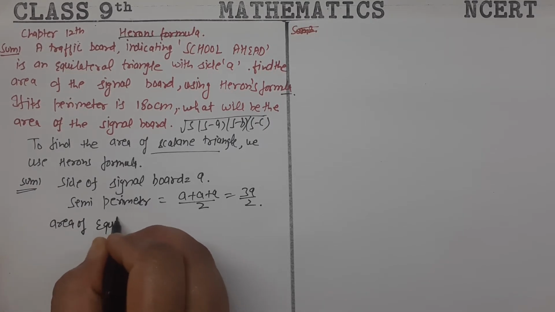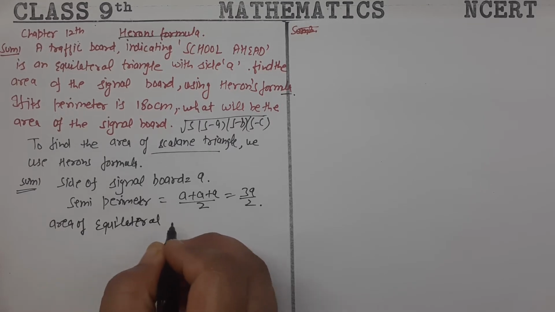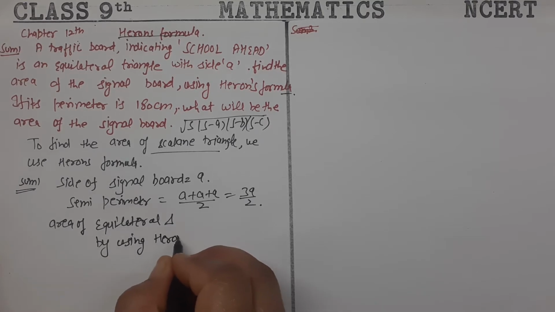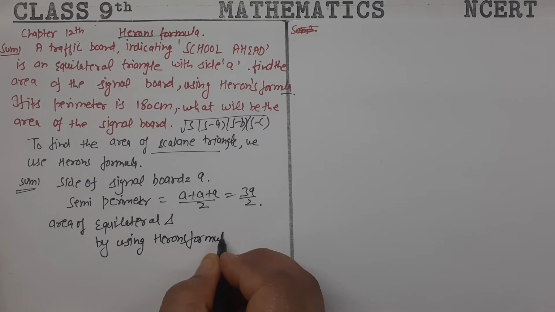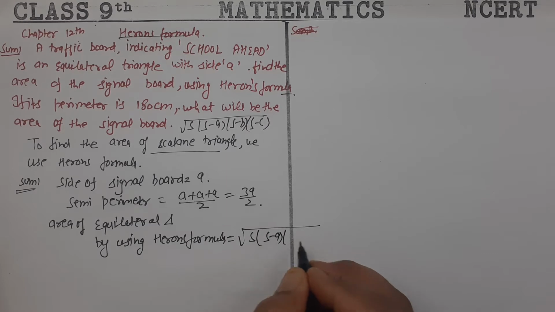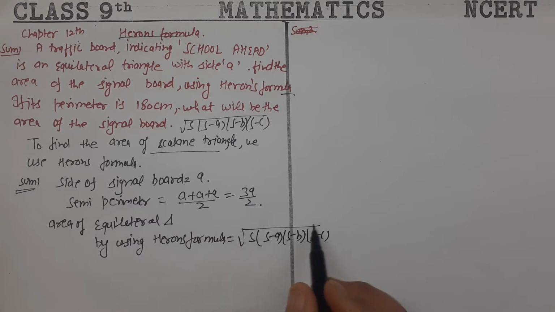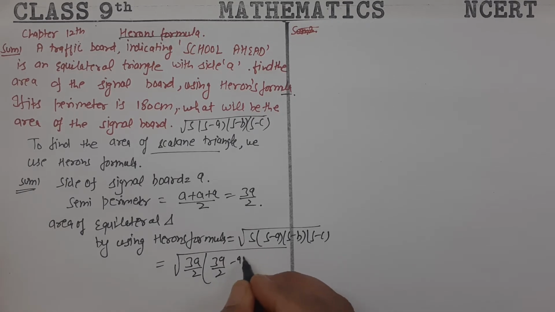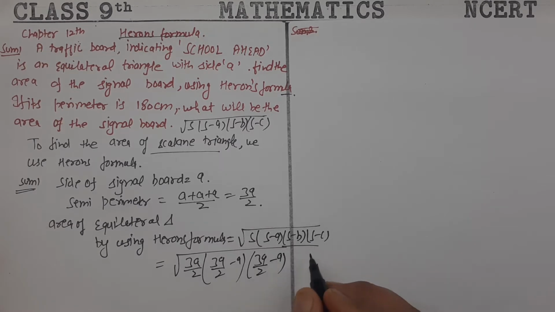Area of the equilateral triangle by using Heron's formula, that is root of S into S minus A, S minus B, S minus C. Put the values: 3A by 2, into 3A by 2 minus A, into 3A by 2 minus A, into 3A by 2 minus A.